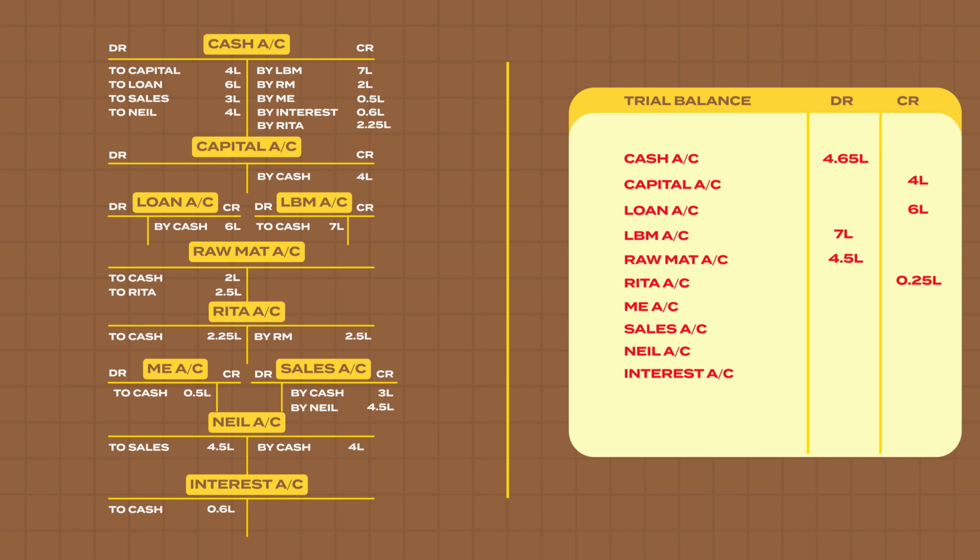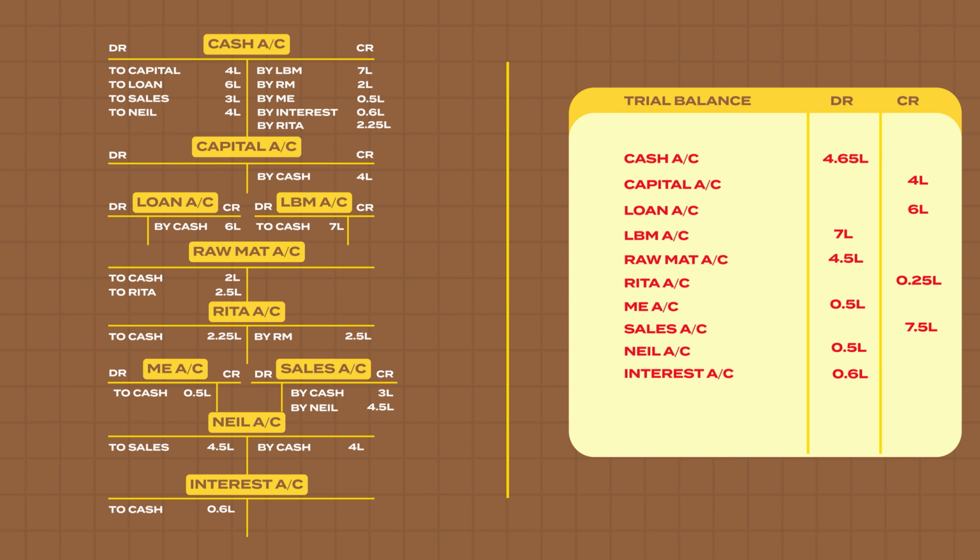Manufacturing expenses has a debit balance of 0.5. Sales, credit 750,000, debit nothing. So on the credit column, we will write 7.5. Neil account, debit 4.5, credit 4. So net debit of 0.5. And interest account has a debit balance of 0.6 or 60,000.